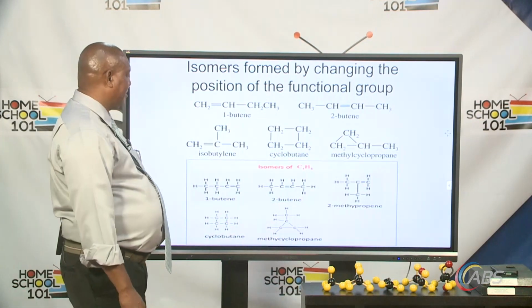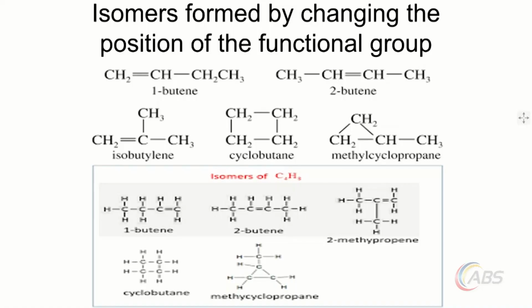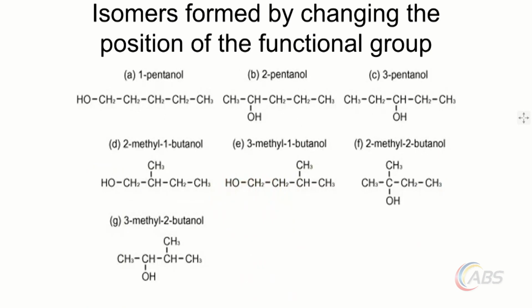So isomers then of butene: 1-butene, 2-butene, 2-methylpropene, cyclobutane, methyl cyclopropane, just like we showed above, but just a different arrangement on the bottom so that you see it better. All right, isomers form by changing the position and have 1-pentanol, in this case an alcohol.